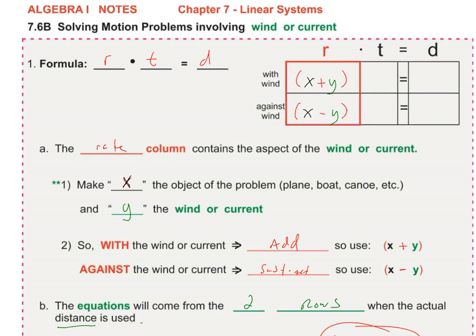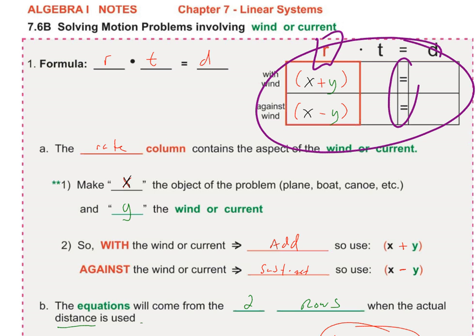Okay. So, which is good for you guys. Formula, rate times time equals distance. We know that. So, our chart is going to have a larger rate column times time equals distance. Again, I always include the equal signs. That's a nice little thing.